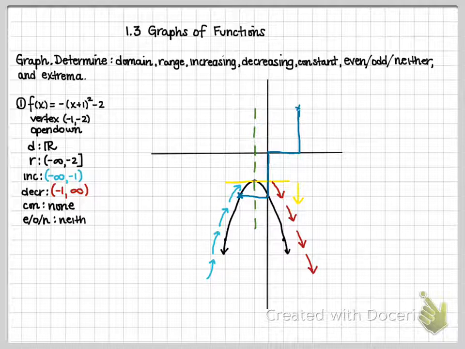And the last thing that we need are extrema. So for our extrema, the extrema on a parabola, in this case, is the vertex. So the vertex was -1, -2.